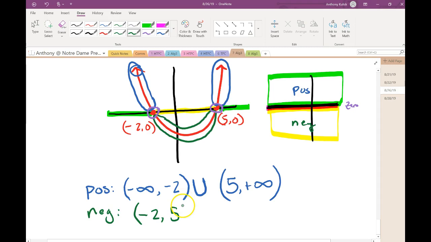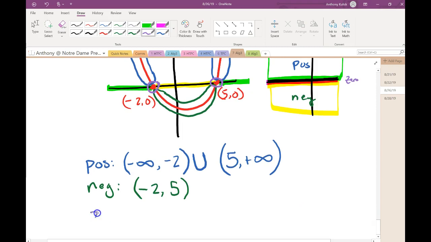So the 5, parenthesis or bracket, parenthesis. And that's it for the negatives, right? There's only that one negative section. Now let's do the 0 part. How would I write that? Okay. So remember, when we're writing these, we're answering the question, where is the graph 0? And we answer that using x coordinates.